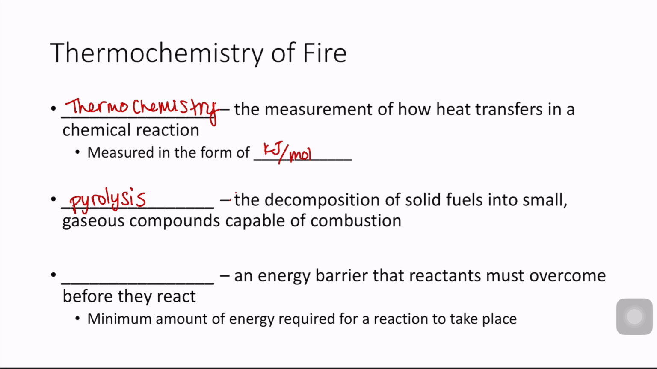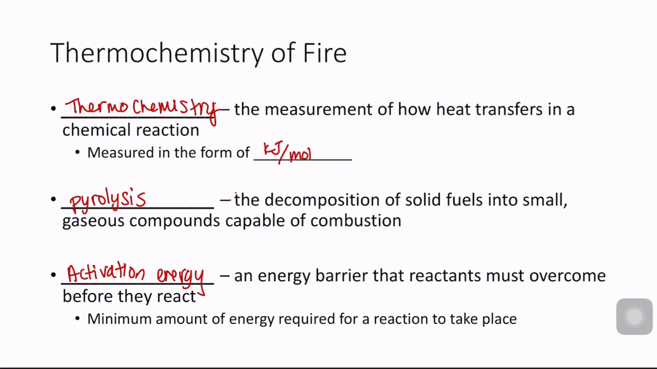Pyrolysis is the decomposition of solid fuels into really small gaseous compounds, and these small gaseous compounds can combust. Now, in order for a reaction to even take place, it must meet the activation energy. You can think of it as the minimum amount of energy for a reaction to happen. If you don't meet this reaction barrier, then the reactants cannot form the products.